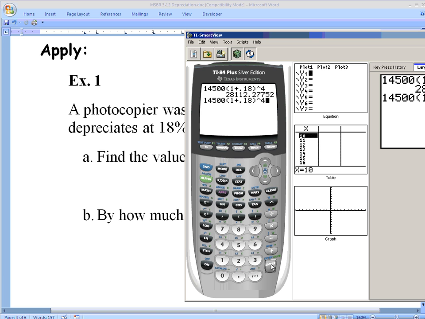So I'm going to press second enter on my calculator, which brings back what I typed in. Second delete allows me to insert.